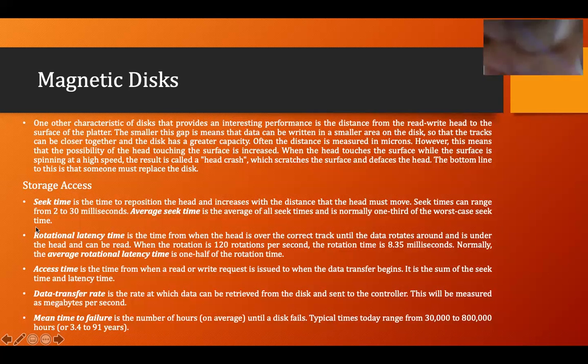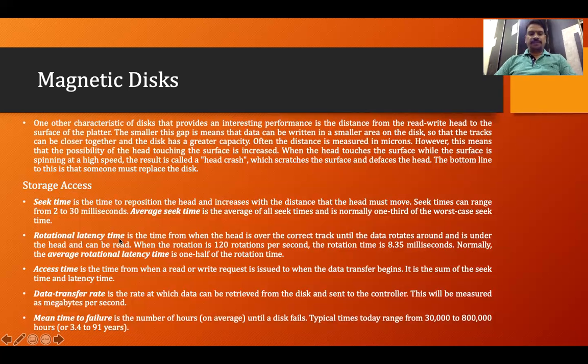Now, what is the seek time? Seek time is nothing but the time the read write head will take to reach the proper position, to read the data as well as to write the data. That is called read seek time.